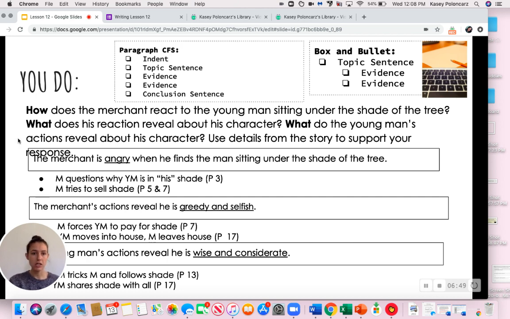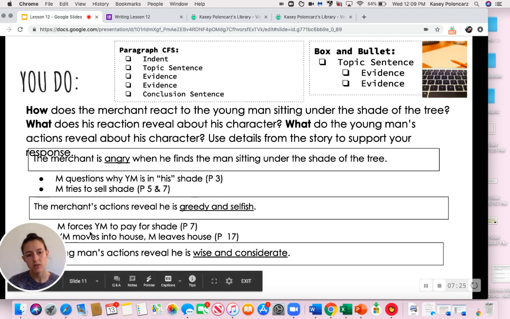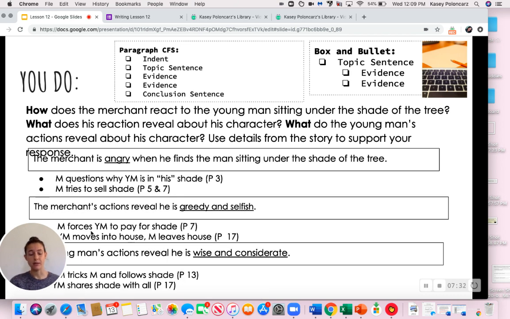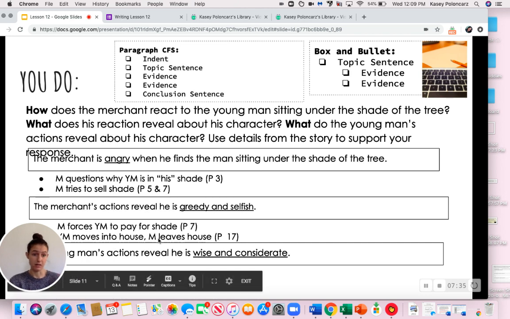To answer the second question, what does his reaction reveal about the character? Remember, reveal is a really, really big word for show. I'm going to put the merchant's actions reveal he is greedy and selfish. What other words could you have for the merchant? I bet a lot of you had greedy, selfish, maybe mean. If you had mean down, I totally see where you're coming from, but we're in second grade. We want to push it. We want to really push our thinking. Let's use a word like greedy to really make sure that we're pushing ourselves to use those college level words. He's really, really greedy, and we see that word a lot in the text. So for my evidence to back that up, I put that the man forces the young man to pay for his shade, and that the merchant eventually leaves his house because the young man ends up moving into his house.